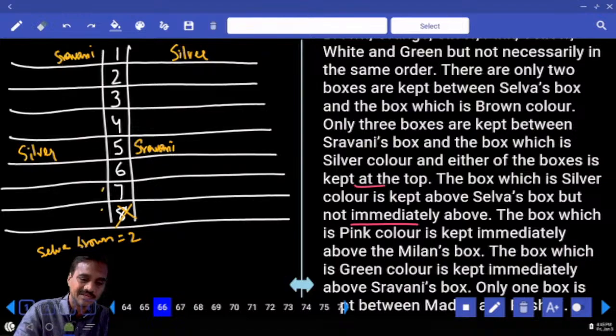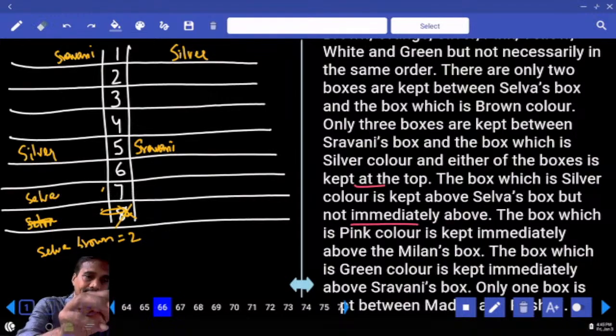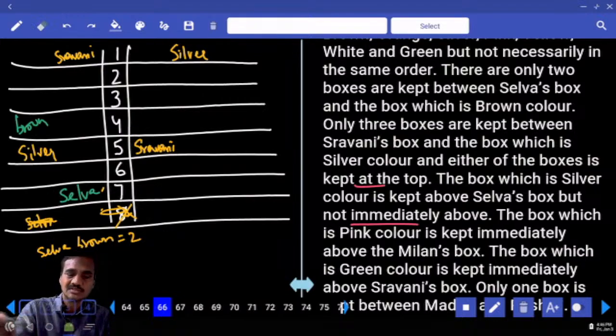That means Selva can be at any one of these two places. Can we have Selva at this place? No. Now can we have Selva at this place? If Selva is here, then brown must be at this place. This is the only possibility we have, and this must be brown in color. Otherwise Selva can be at any one of these places, but here there is only one possibility. Hence we need to finalize this. Between Selva and brown there are exactly two.